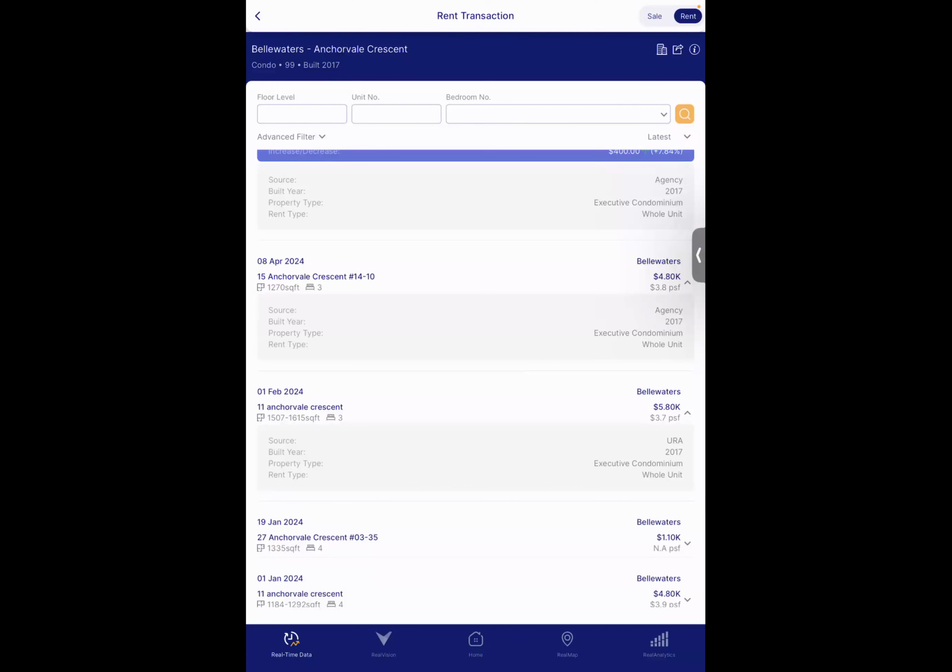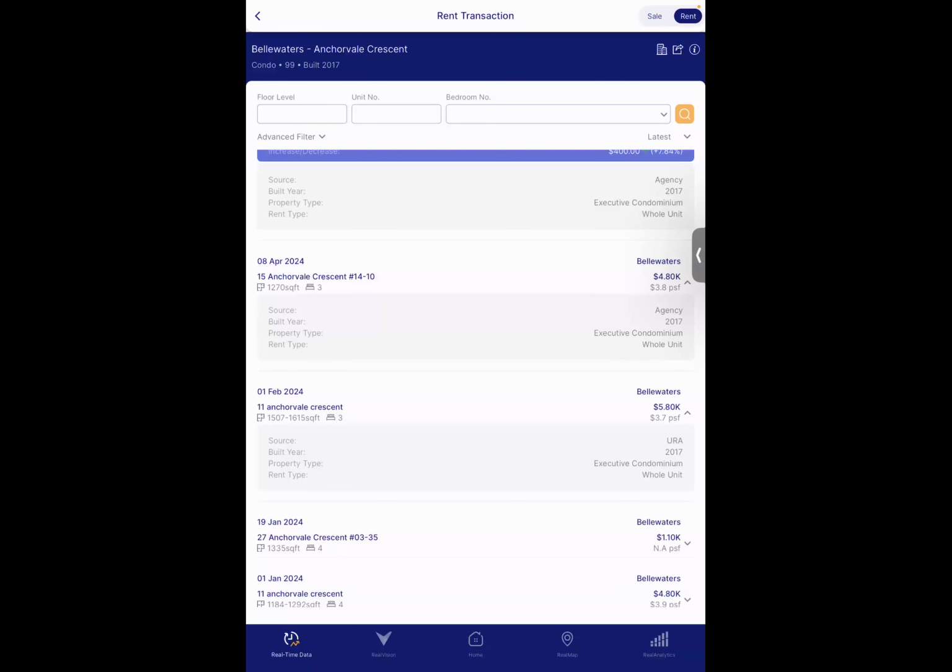The first source is direct from agencies. The 3 agencies are ERA, PropNex, and Huttons. As long as ERA, PropNex, and Huttons agents transact and submit the case to the agency, it will show up on our system immediately. That means you get real-time transaction information. Upon submission of the case by the agent, the information will show up. These 3 agencies' information will contain unit number, size, price, everything. We also get transaction data from URA.